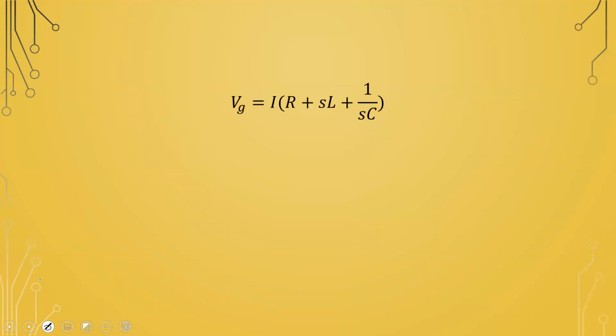So VG is equal to IZ. Now, this is the beauty about working in the frequency domain. In the time domain, a circuit like that, our Z would be based on finding the inductive and the capacitive reactance, etc. We know the drill where that is concerned. Here, Z would be equal to the sum of the individual elements. So I times Z would be R plus SL plus 1 over SC.